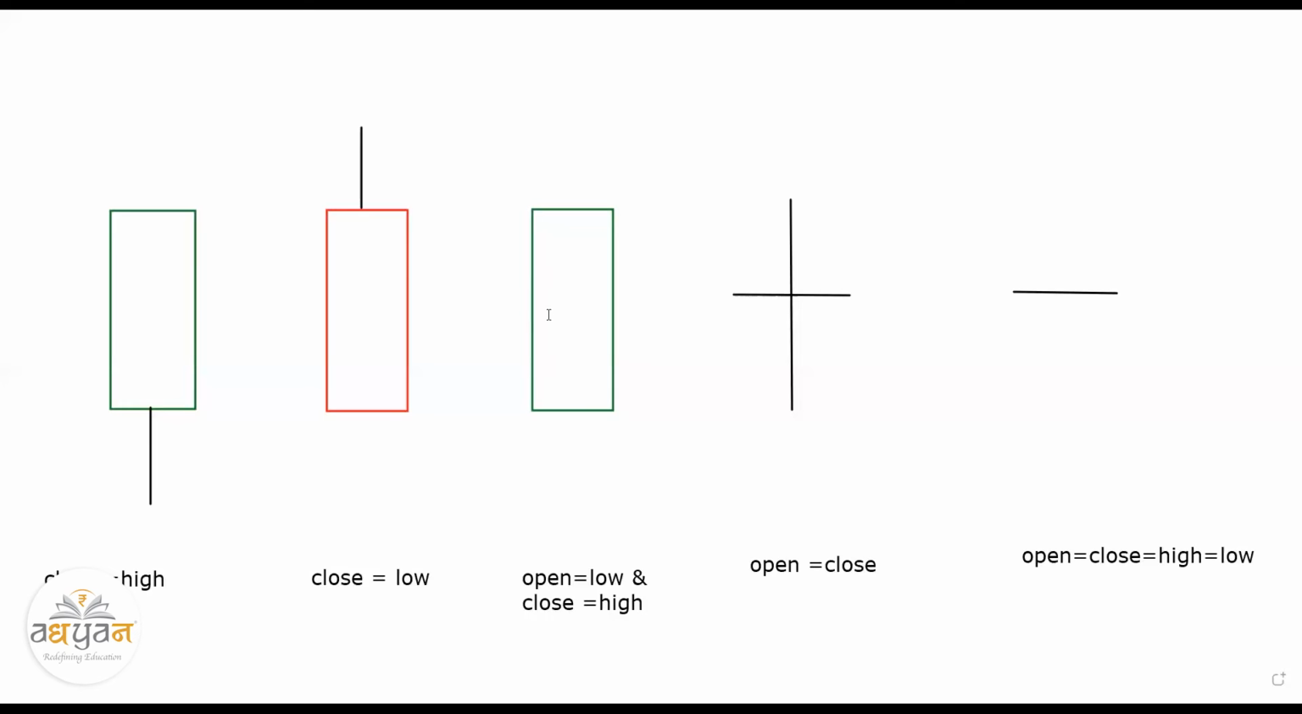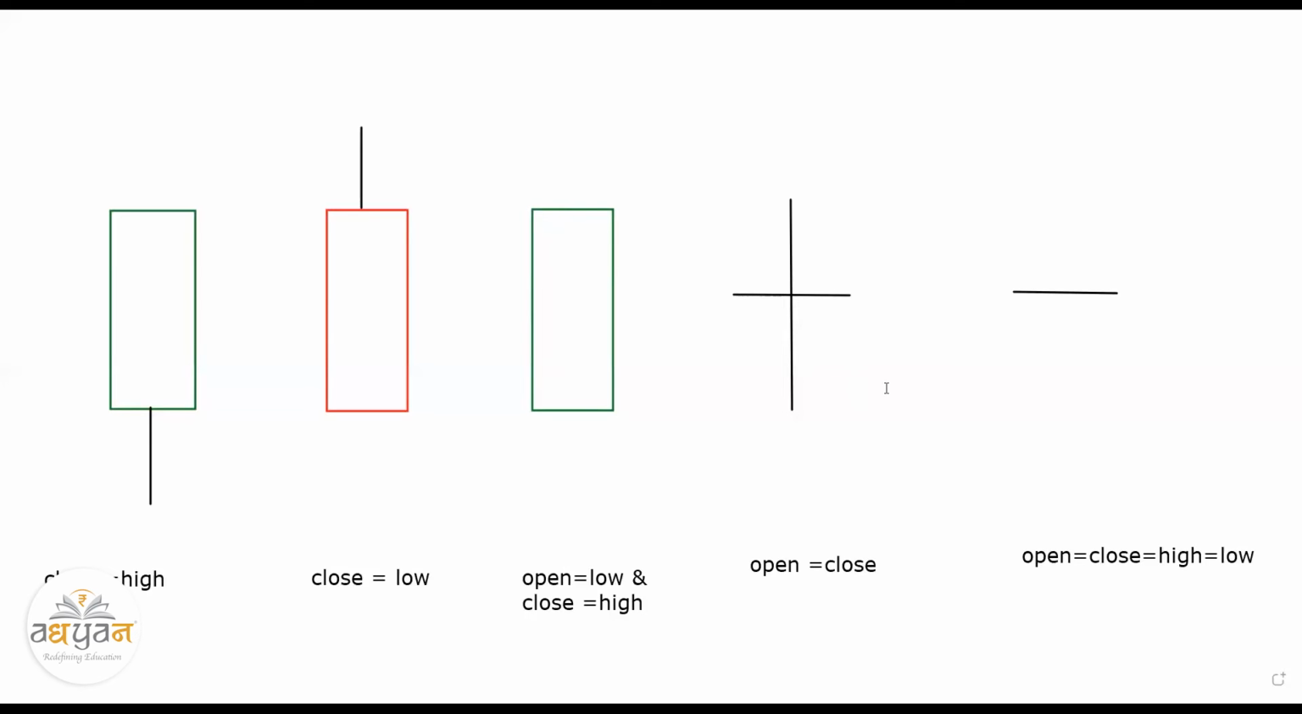If this is a green candle, then this will be the opening price, which will be my low price. This will be the closing price, which will be my high price. So this is the third type of candle that you observe. The fourth type of candle is where you see the wicks, but there is no body at all. That means this is a neutral candle with no color.